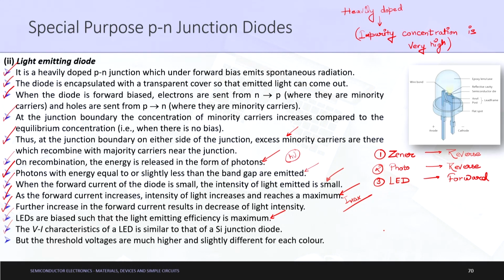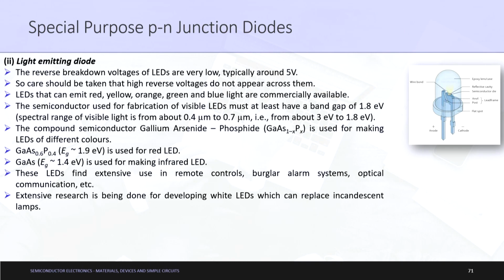Fine. Next thing is, the VI characteristics of an LED are similar to those of a silicon junction diode, but the threshold voltages are much higher and slightly different for each color. So, threshold voltages are different for each of those colors.